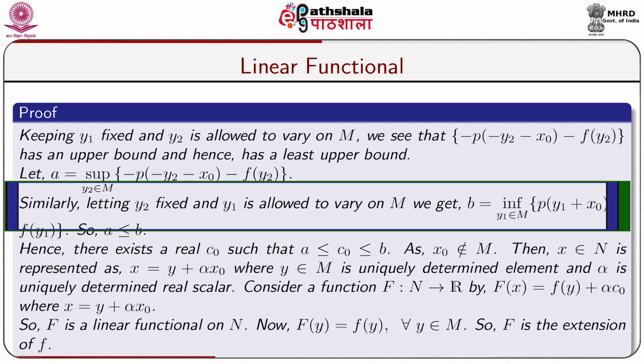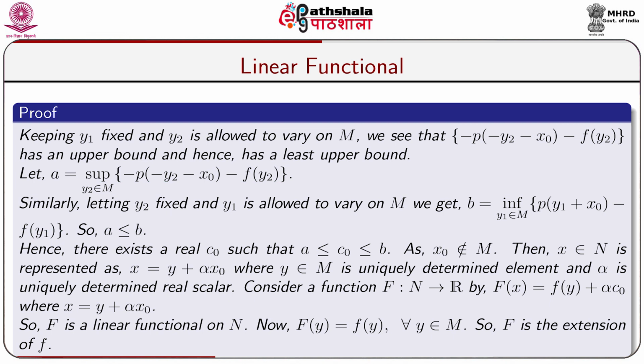Similarly, letting y2 be fixed and y1 allowed to vary on M, we get B equal to the infimum of the collection of all elements p of y1 plus x naught minus f of y1, and the infimum is taken over all elements y1 in M. So, A is less than or equal to B. Hence, there exists a real number C0 such that A is less than or equal to C0 less than or equal to B.